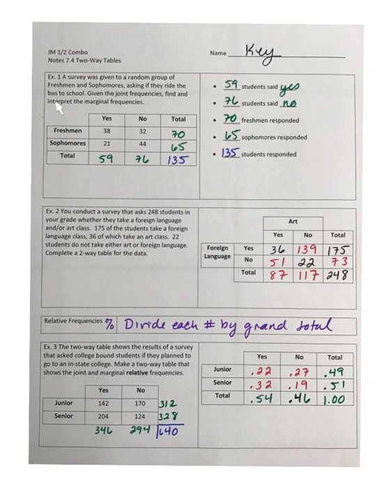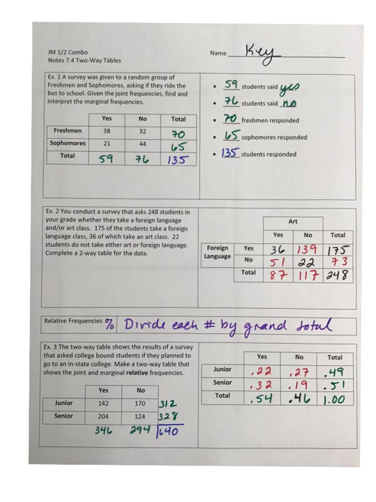So for example 1, we have a survey that was given to a random group of freshmen and sophomores asking if they ride the bus to school. Given the joint frequencies, find and interpret the marginal frequencies. So the joint frequencies are these 4 boxes here. Joint because this number applies to freshmen and applies to the answer yes. So those are joint. Marginal, well, that basically means the margins. The margins are where we find the totals.